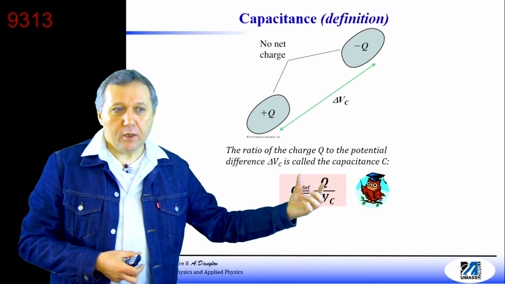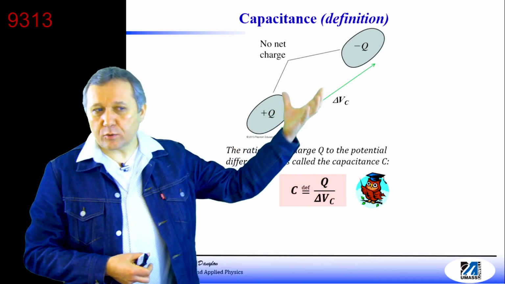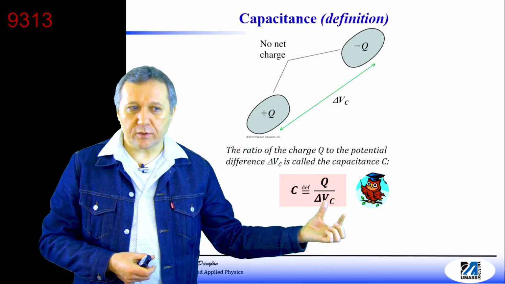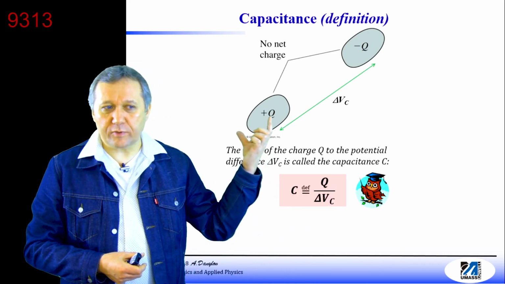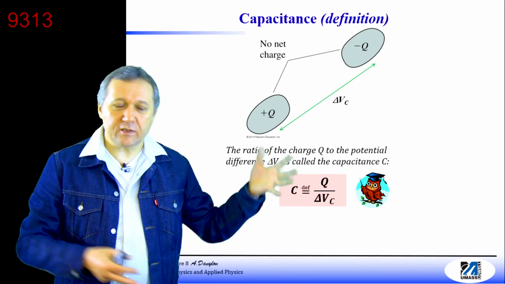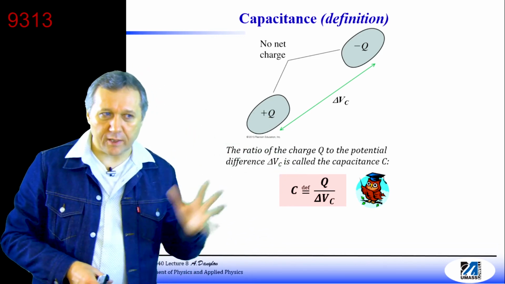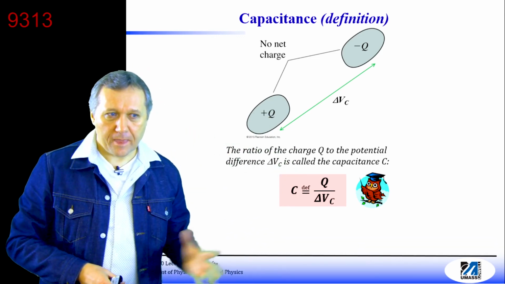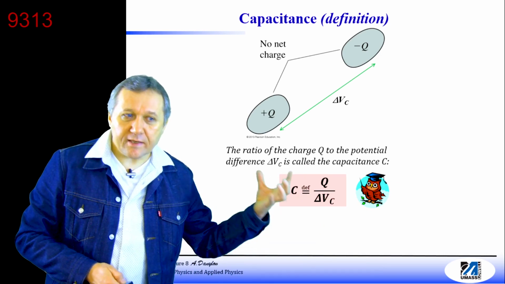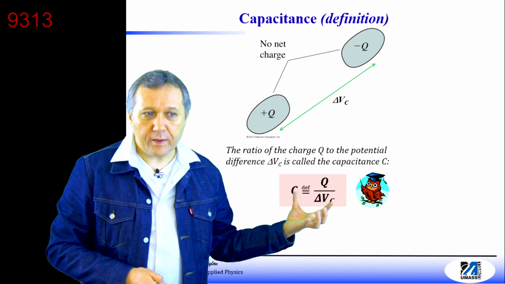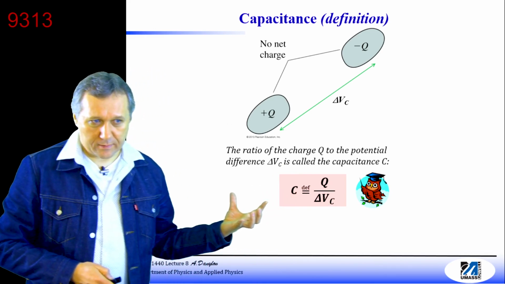Some students ask, are we adding the charges or subtracting? What does this charge mean? Think of it this way: it's just the charge of the positive electrode, or you can say just the absolute value of the charge of one of the electrodes. Charge divided by the potential difference between electrodes. This is the general definition of capacitance.